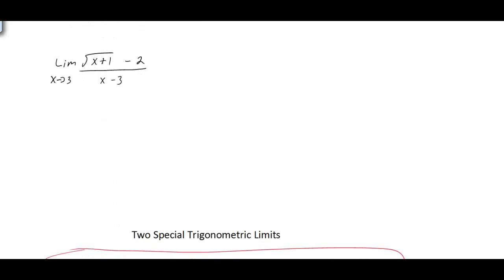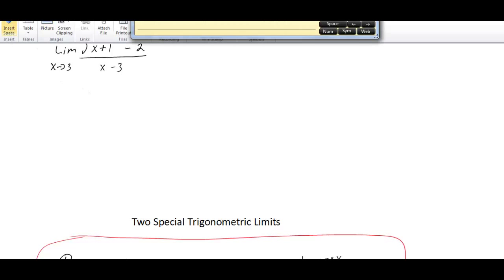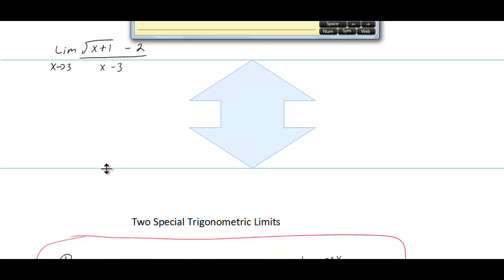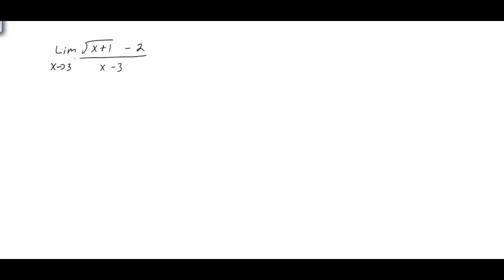All right, here we have a little bit different problem. We have the square root of x plus 1 minus 2 divided by x minus 3 as x approaches 3. And clearly, what happens if we plug 3 in for x? We would get 4. The square root of 4 is 2. 2 minus 2 would be 0. And 3 minus 3, we get 0 on the bottom.